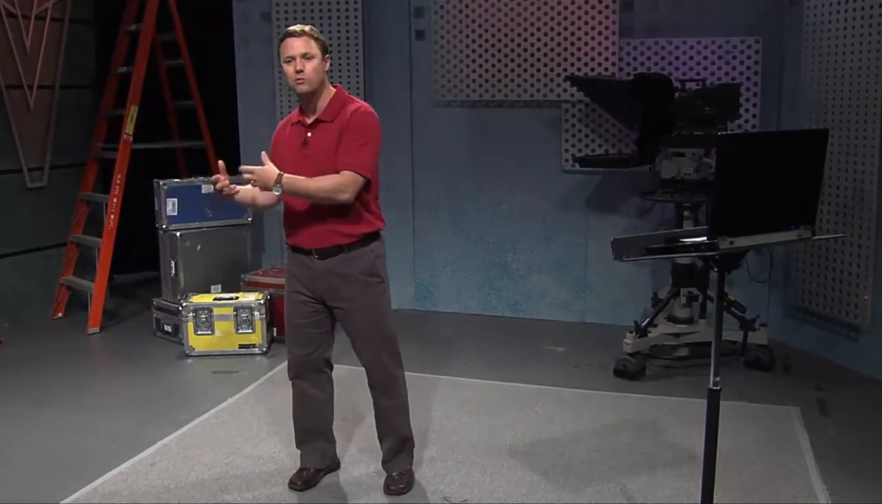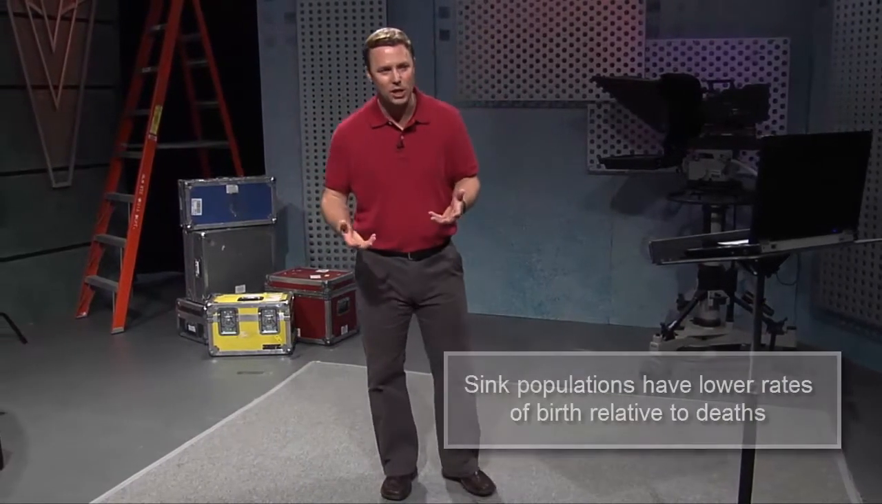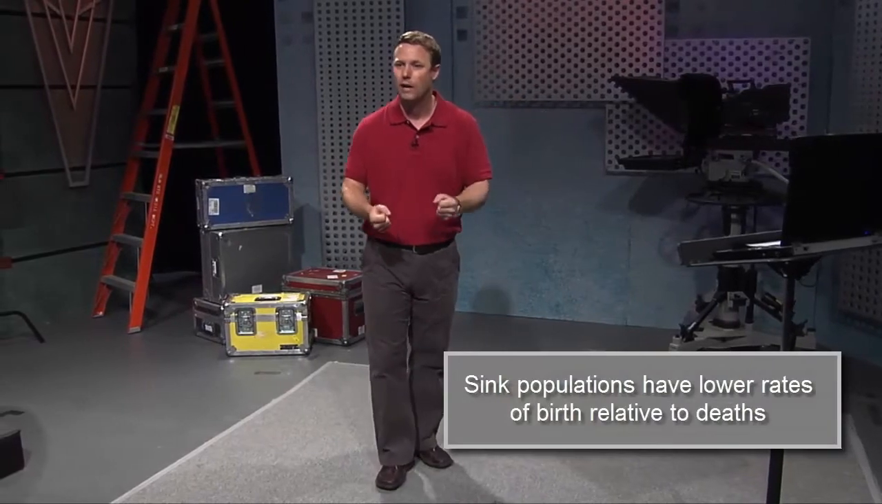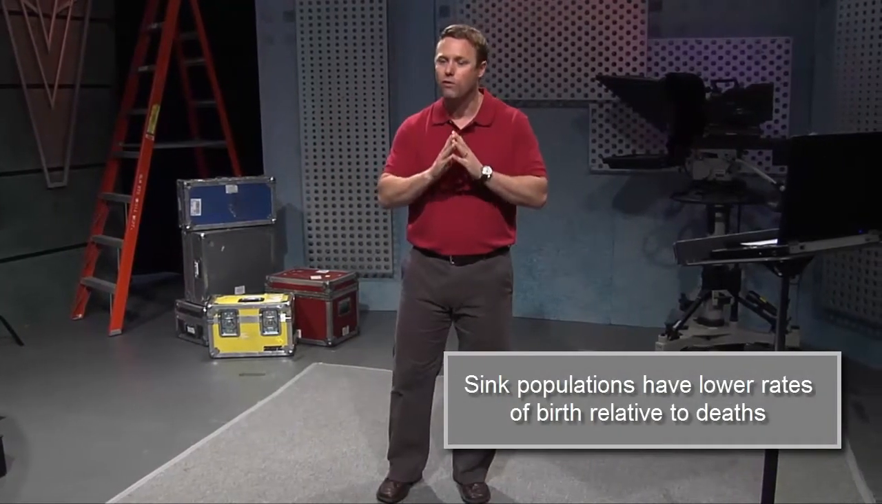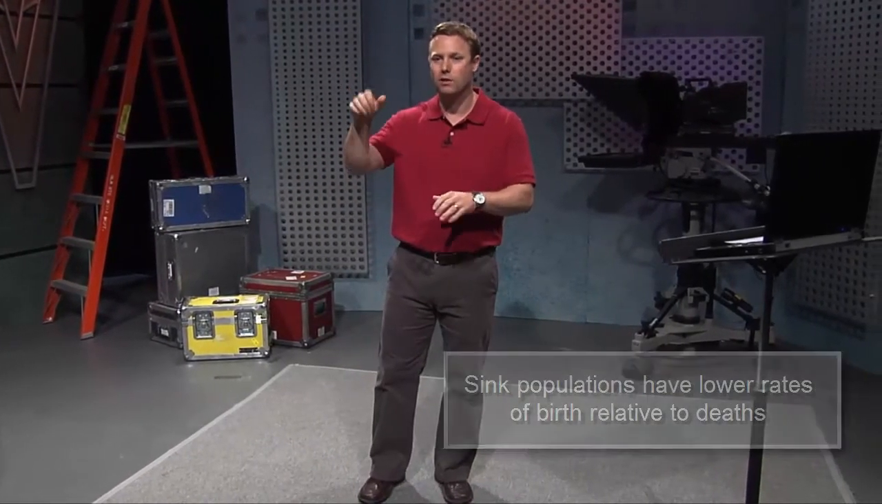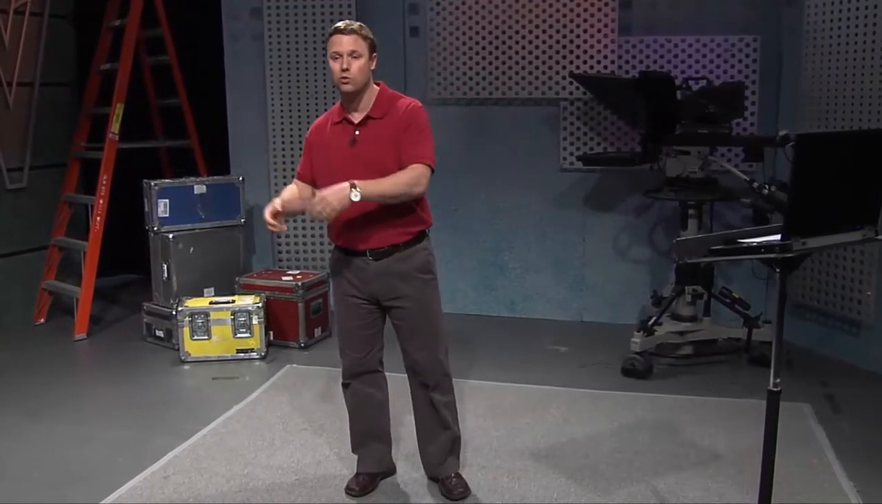So we also have these poor quality habitats, and the poor quality habitats in some ways can be sink habitats and contain sink populations. Not always, but in some cases. So a sink population is kind of the opposite. A sink population is one that meets the criterion that there are fewer births relative to deaths. In other words, more individuals are dying than are being born.